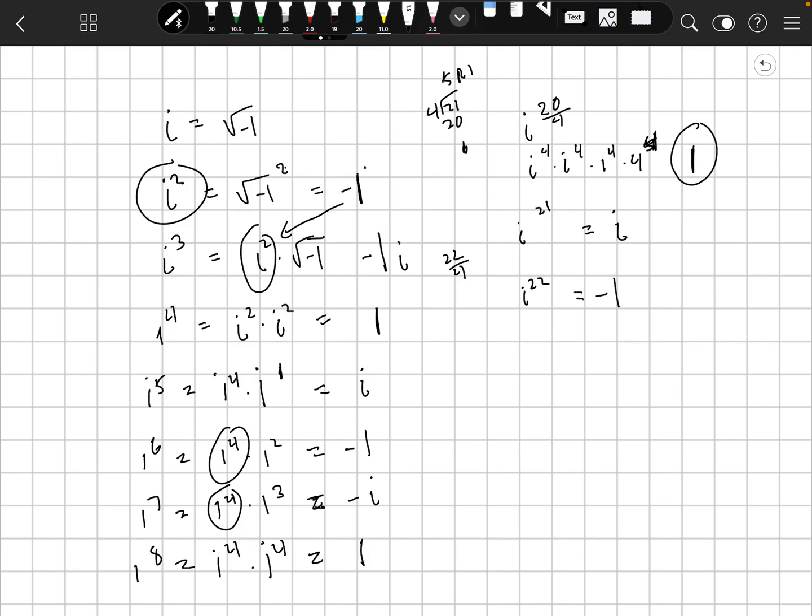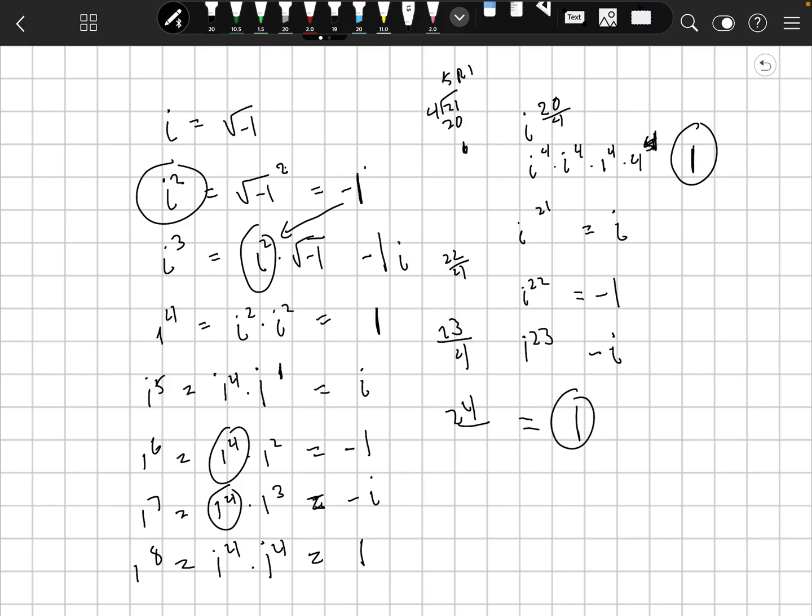Okay, i to the third. Again, we're going to go 23 divided by 4. That has a remainder of 3, so that'll be negative i. And i to the 24th. Again, that's divisible by 4, so we're back to where we started, just 1.